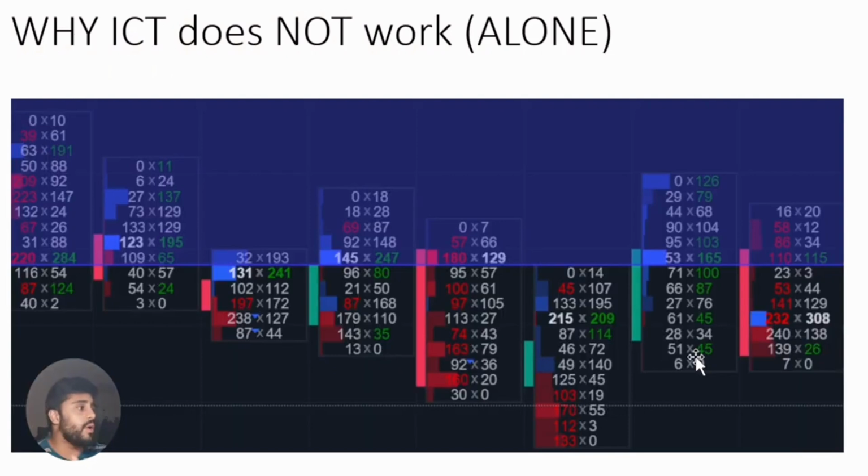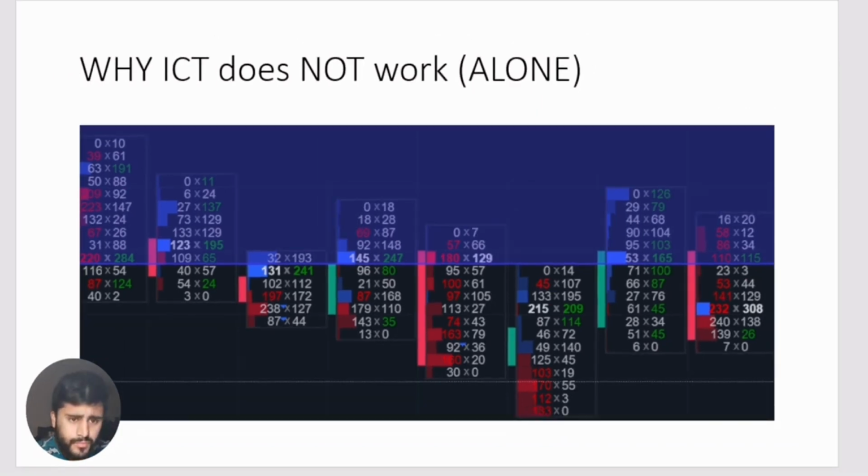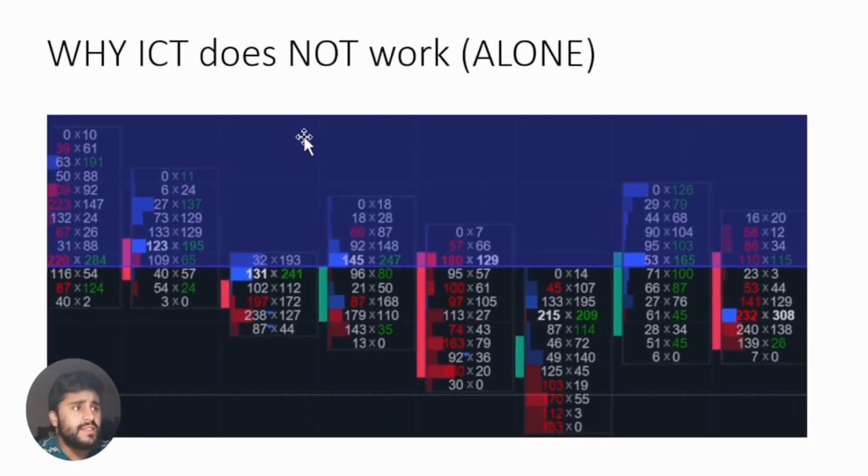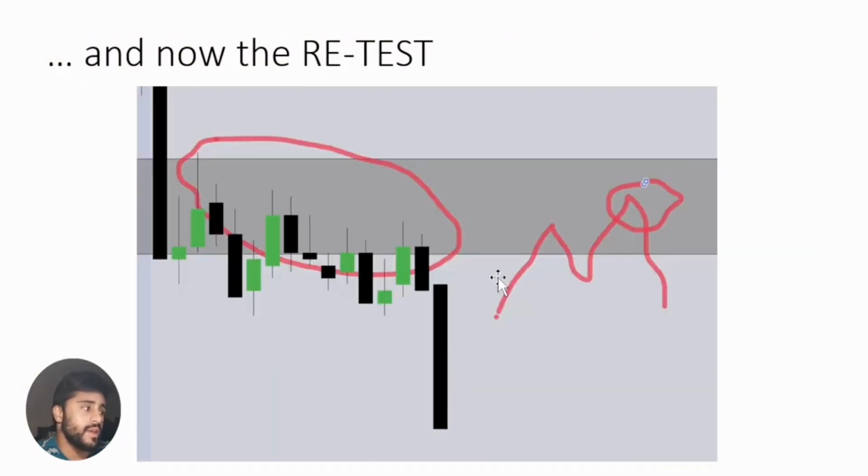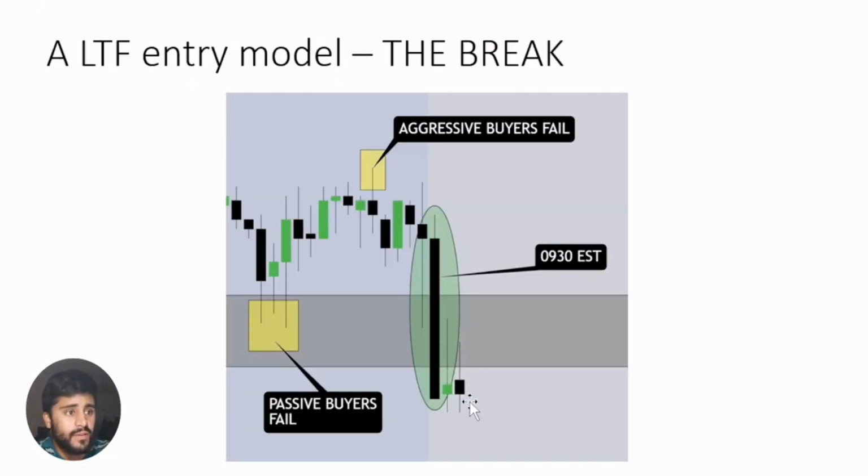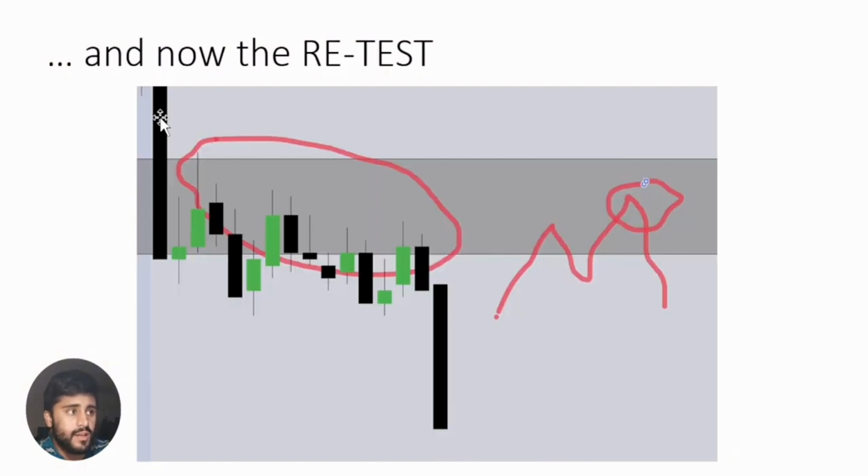So here's why ICT does not work alone, right? The reason why I'm not a fan of trading ICT or any pattern for that matter is that ICT concepts don't work because you don't have any way of establishing what's going on over here. So this here could look like liquidity, could look like a trend line, this could look like an imbalance or a fair value gap. The market didn't fill the entire fair value gap, right? So we left somewhat of a fair value gap here. We did not fill the entire fair value gap.